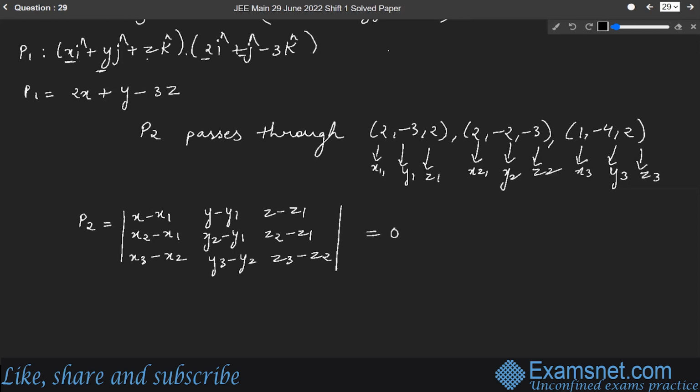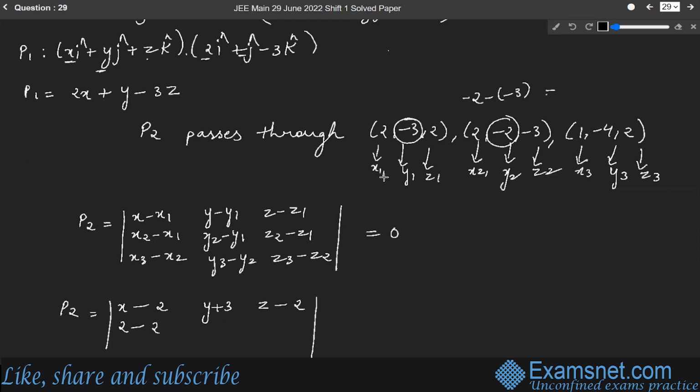So now let us find the value for this determinant. It will be x minus x1. What is the value of x1? It is 2. y minus y1. The value of y1 is minus 3, so minus minus will be plus. z minus z1. z minus, what is the value of z1? It is 2. Next row will be x2 minus x1. What is x2 here? It is 2. So 2 minus x1, x1 is 2. y2 minus y1. Value of y2 is minus 2 and value of y1 is minus 3. So minus 2 minus minus 3 is minus 2 plus 3, so it will be equal to 1.